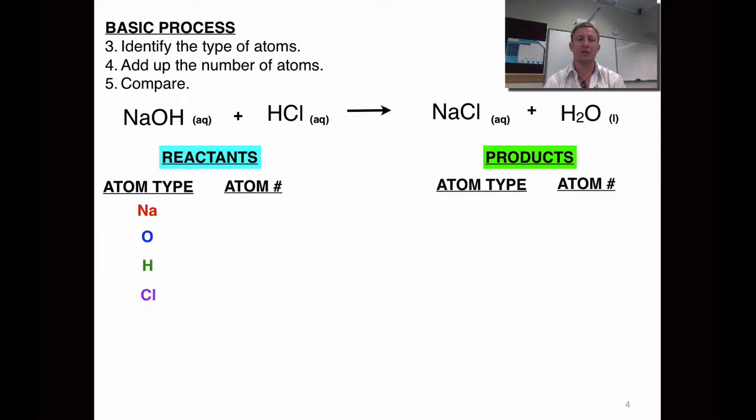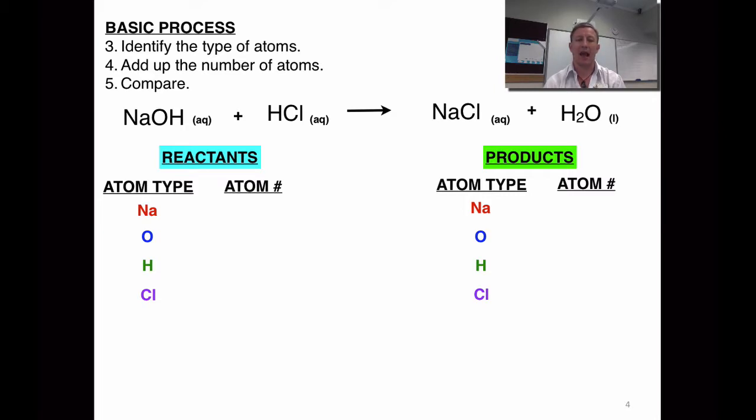Notice I'm just putting down the atoms. I'm not saying how many atoms or where they are. I'm just saying what we've got on the left-hand side. Then I'm going to look on the right-hand side. Let's look at the products. Well, we've got some sodium, some chlorine, hydrogens, and oxygens. So looking at the two columns, you can see they're identical. We haven't gained or lost any of our atoms. That's great. So the next thing we need to do is look at the number.